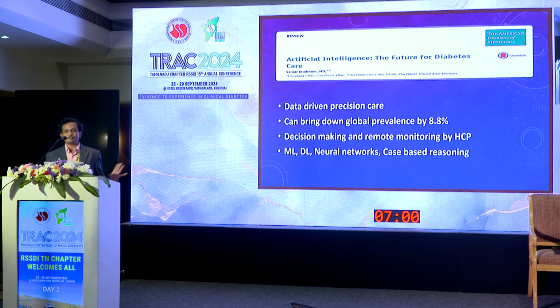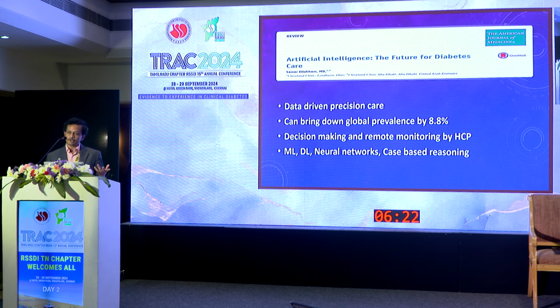This is a review article about the future of diabetes care, where 4 important things have been discussed. Number 1, data-driven precision care. We are living in the era of precision medicine and personalized care. If we use artificial intelligence properly, we can bring down at least 8.8% of the global prevalence of diabetes. That's the biggest impact. And how are we going to achieve that? Through intelligent decision making, which can help to decide faster, and remote monitoring by healthcare providers, which is quite possible.